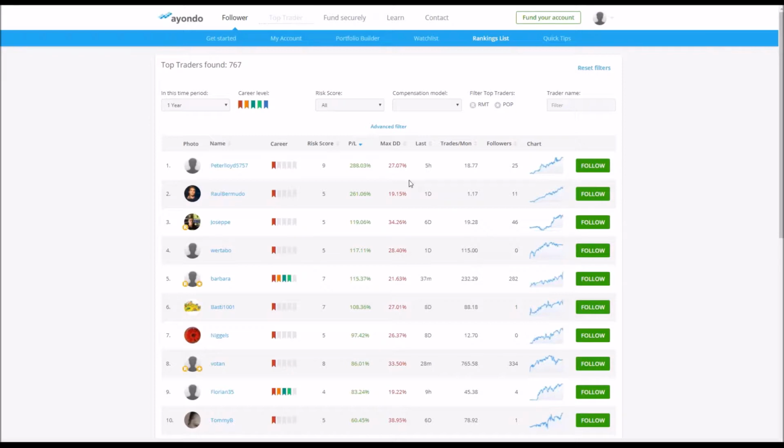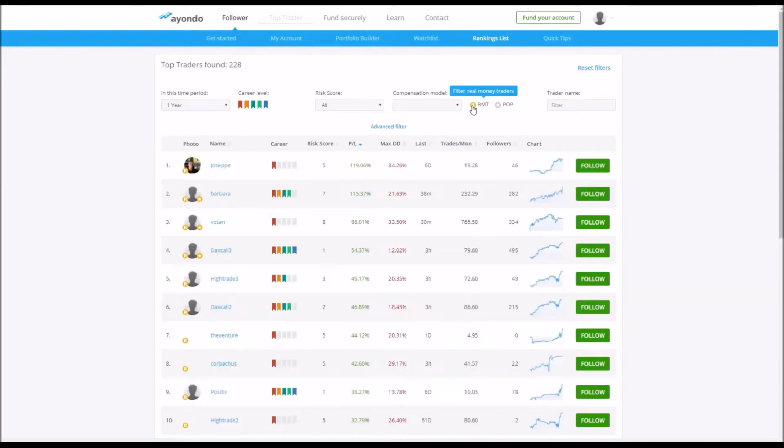So you can see that the first real money trader here, how we know who is trading with real money, is by the R next to their name. So R means real money. So Giuseppe is, Barbara is, I think we'll come back to her a bit later. Barbara is, but Peter Lloyd isn't, Raul Bermudo isn't, Watabo isn't, Basti isn't, Nils isn't, Votan is. Okay, so the R next to the name is real money. So what we can do, something I do, is straight away filter and only look at real money traders. So let's click on that filter.